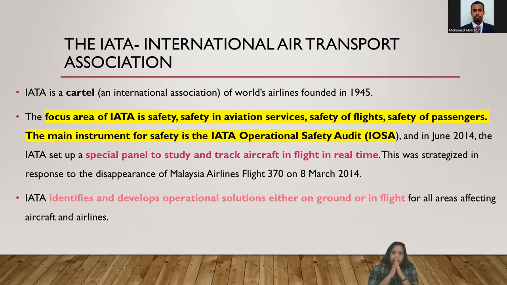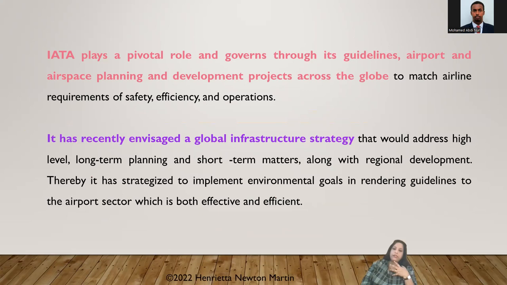And in June 2014, IATA set up a special panel to study and track aircraft in flight in real time. This was done in response to the disappearance of Malaysian Airlines Flight 370 on March 8th, 2014, which disappeared and nobody knew what happened to it. So IATA came up with a special panel to study and track aircraft in flight in real time. IATA also identifies and develops operational solutions either on ground or in flight for all areas affecting aircraft and airlines. So it is a regulatory body which really governs aircraft, airlines as well as airports.